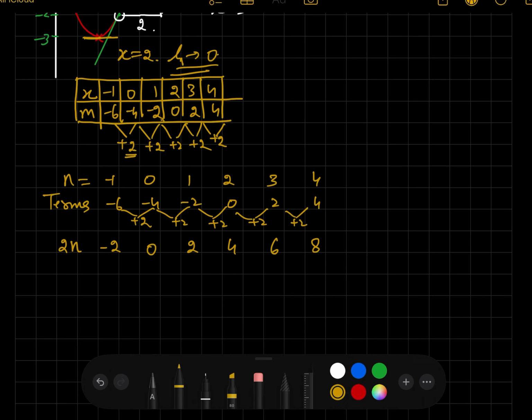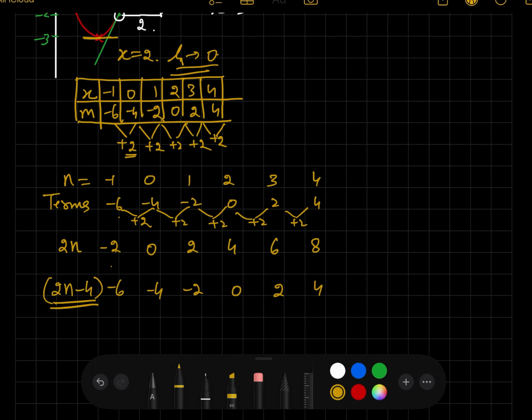Now what do we have to add or subtract to this negative 2 to get negative 6? We have to get negative 6, so I can add negative 4 to it. So I can say 2n minus 4. Minus 2 minus 4 would give me minus 6. 0 minus 4 would give me minus 4, right? So all these values we will be getting. Got it? It means that this is my gradient function, 2n minus 4.